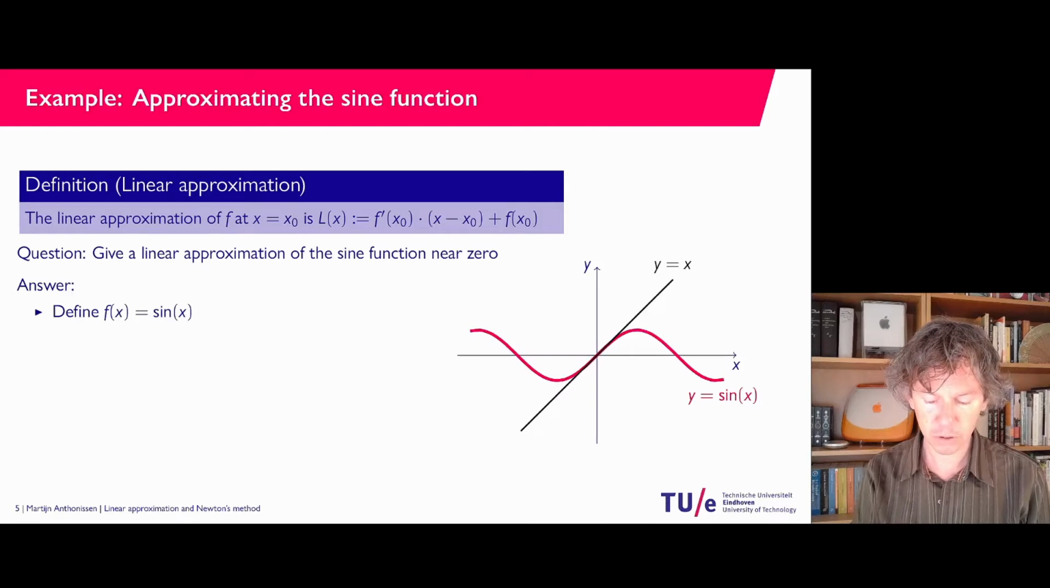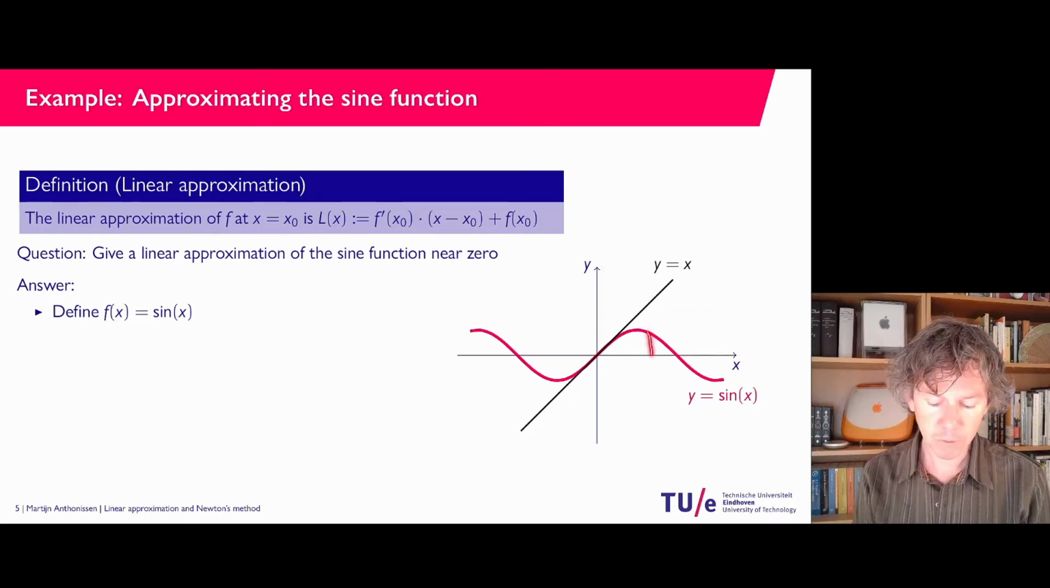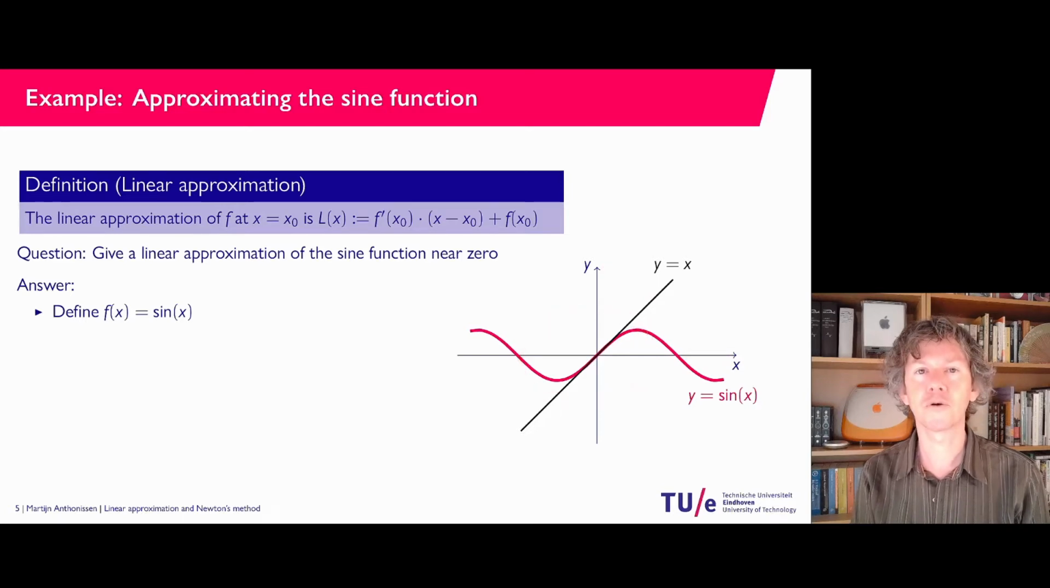So here's a picture. In red we have y equals sine of x. In black here we have the straight line, and that turns out to be, or we will find that that is y equals x. And you see that locally, indeed, it's quite a good approximation. So for small values of x, they are quite close together. For small values of x, sine of x is approximately equal to x.